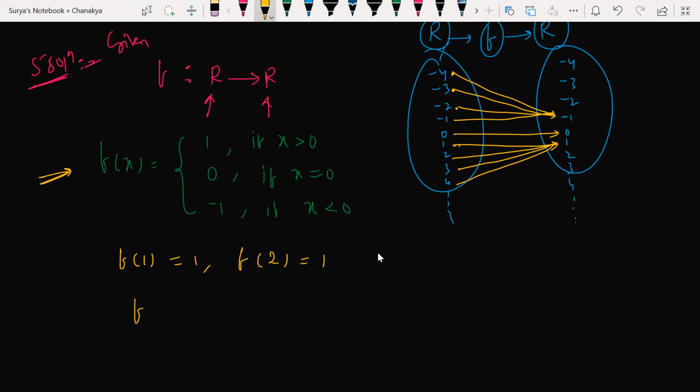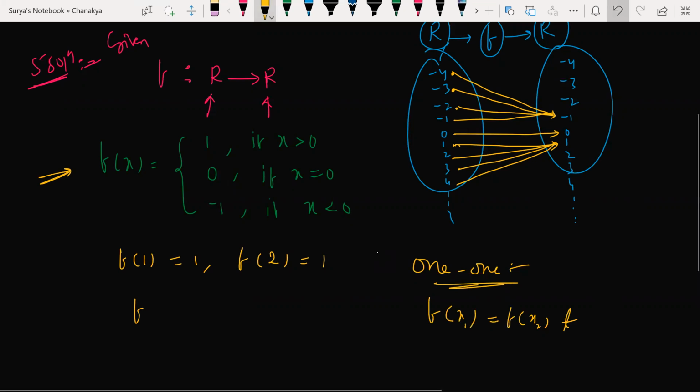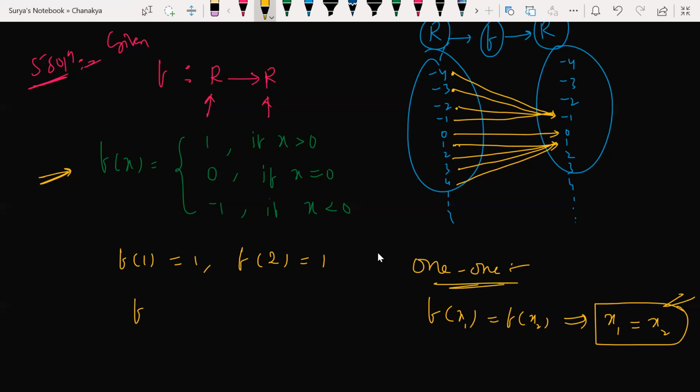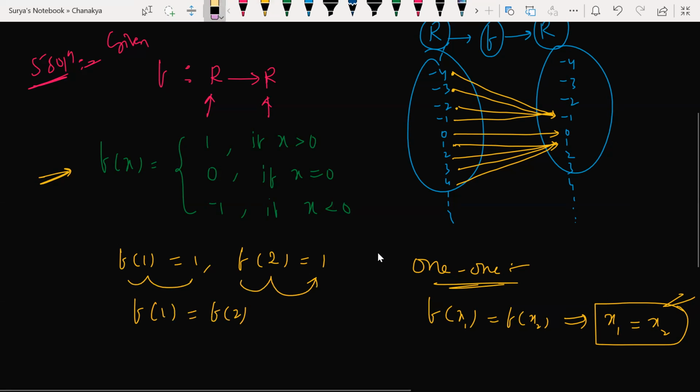As per the mathematical definition of one-one, if f of x1 is equal to f of x2, then what must it be? x1 must be equal to x2. If I'm able to show this, that is a one-one function. If I'm not able to show this, that is not a one-one function. As simple as that. Clear? Now look at this here. f of x1 is equal to 1, beta. f of x2 is also equal to 1. So f of 1 is equal to f of 2 here. Both are equal or not?